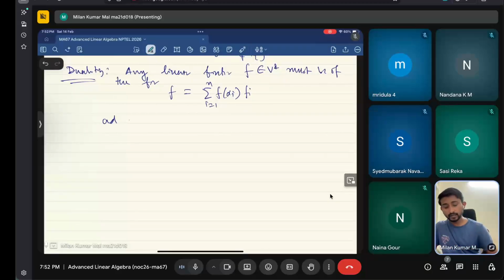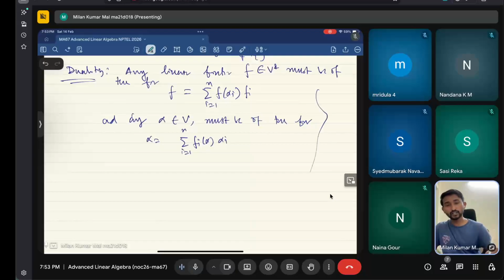And any alpha belonging to the vector space V must be of the form alpha equals the summation of f i of alpha times alpha i. This is what is called duality. This may not be required for this problem, but I'm just setting it up for this one.